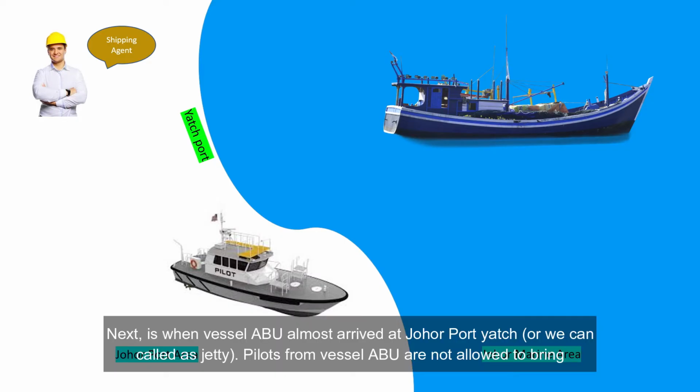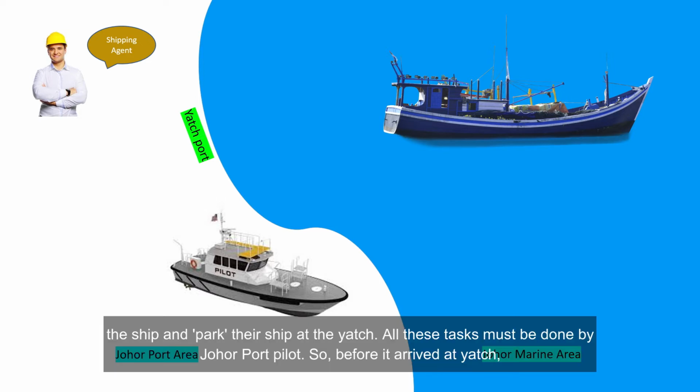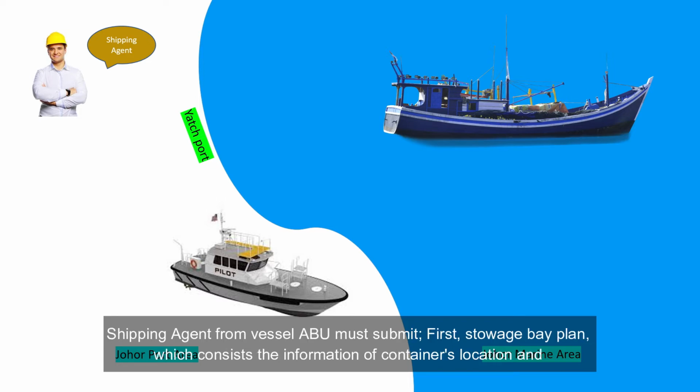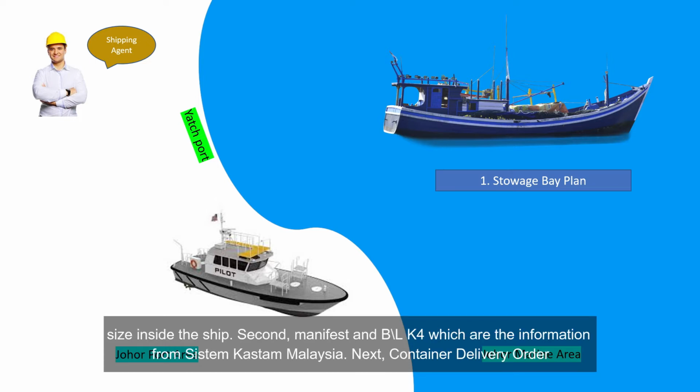Next is when vessel Abu has almost arrived at Johor Port Yacht, or we can call it JT. Pilots from vessel Abu are not allowed to bring the ship in and park it at the yacht. All these tasks must be done by a Johor Port pilot. So, before it arrives at the yacht, the shipping agent from vessel Abu must submit, first, the stowage bay plan, which consists of the information of container locations and size inside the ship.